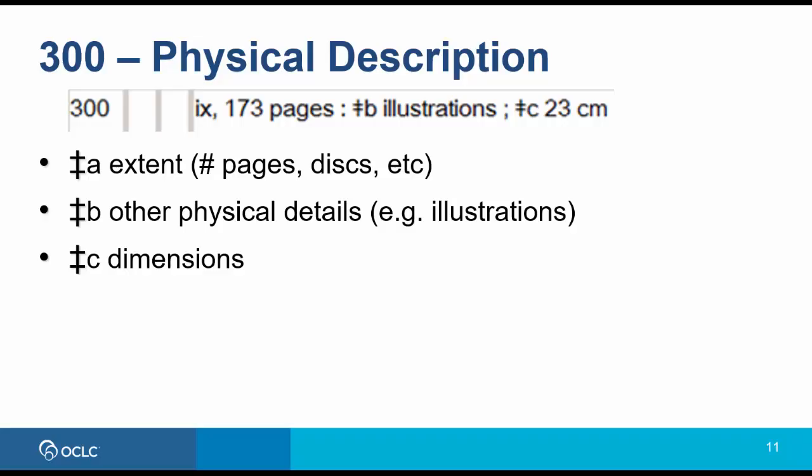The physical description is in the 300 field. This is the physical characteristics of the item. Subfield A is the extent, for example, 173 pages, or 1 video disc, or 3 volumes. Subfield B has other physical details, such as illustrations. And subfield C has dimensions of the item, such as 28 centimeters, or 4 3/4 inches.